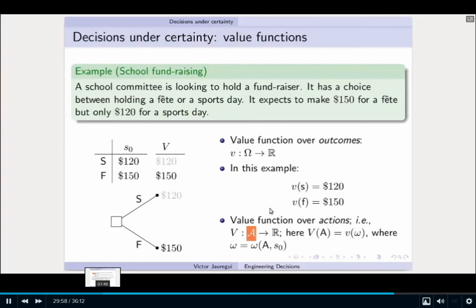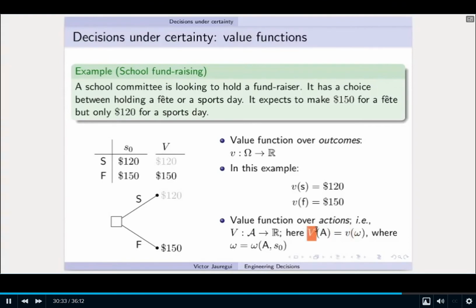Notice, and this is important, that the little v is an assignment of a value to an outcome, or to each outcome. We're going to introduce now this big V, which is a value assignment to an action. And when we have certainty, that becomes fairly straightforward because the action determines the outcome. The outcome is determined by the action, so we might as well assign the value to the action to be the value to the outcome.